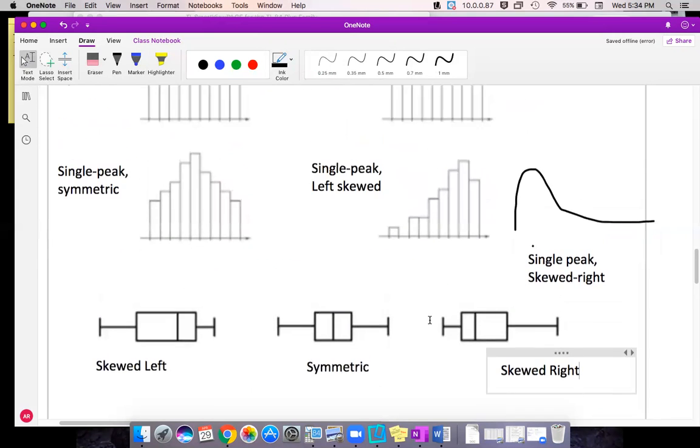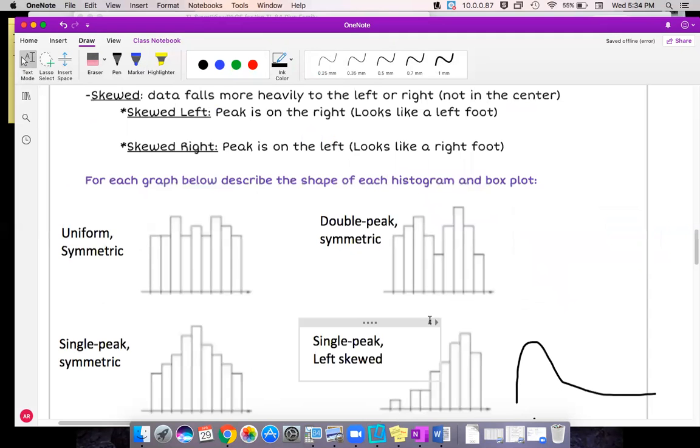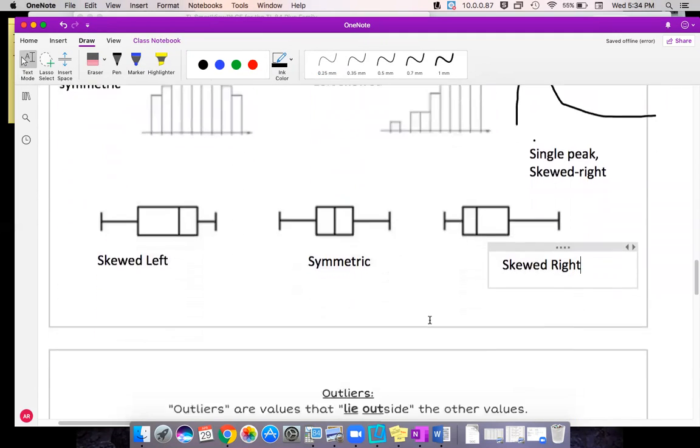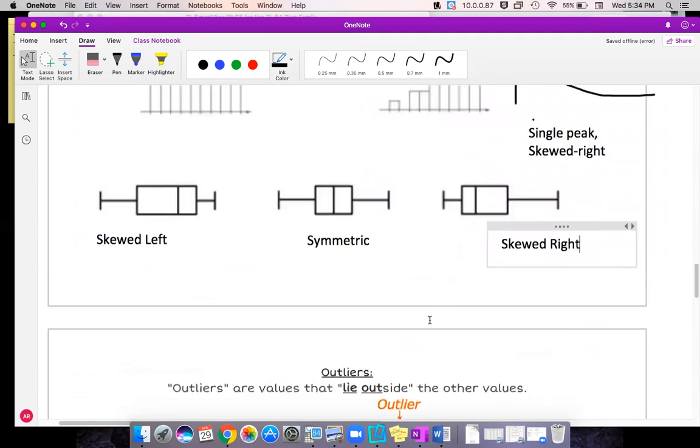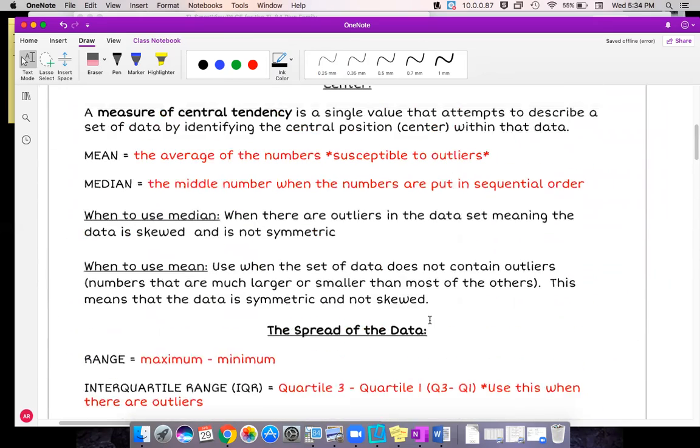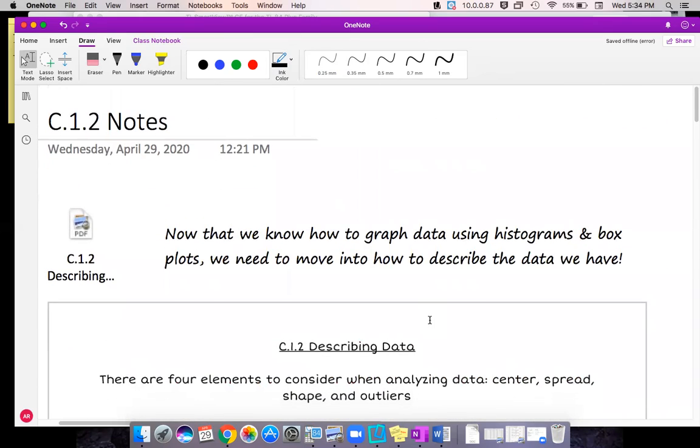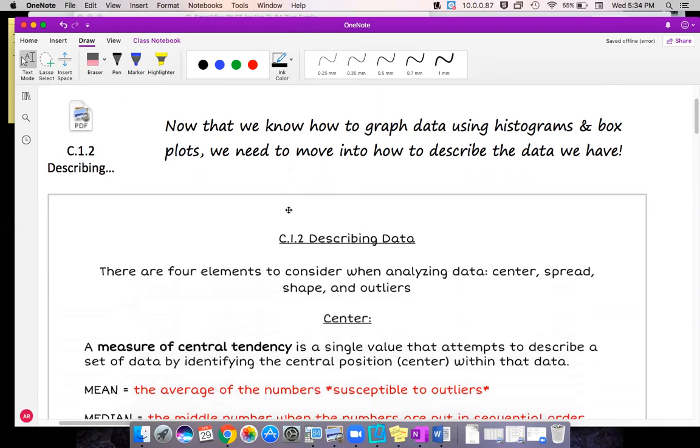So that's how you describe the shape. You're going to have to go back into your homework that you did last week and just describe the shapes of your histograms and box plots that you created. And then that's it. So you guys are going to go back and finish that C11, C12 homework, describing the data, and just make sure that you take a picture of the entire worksheet and get that turned in.